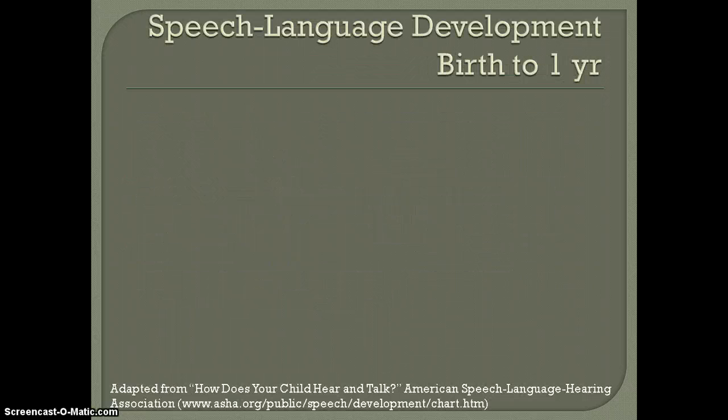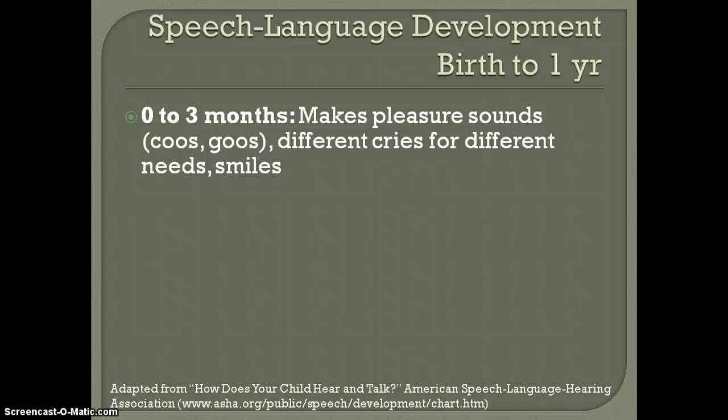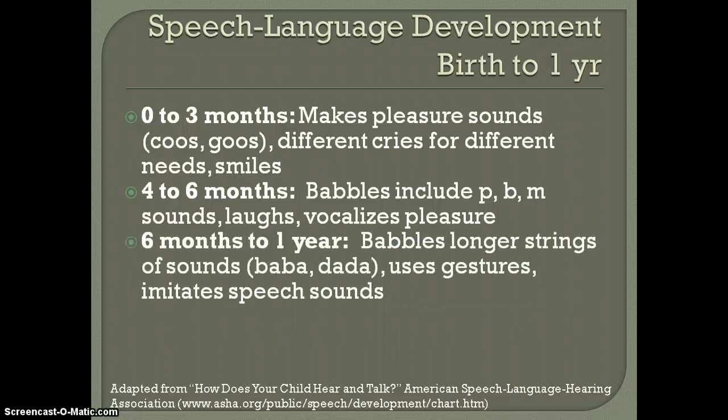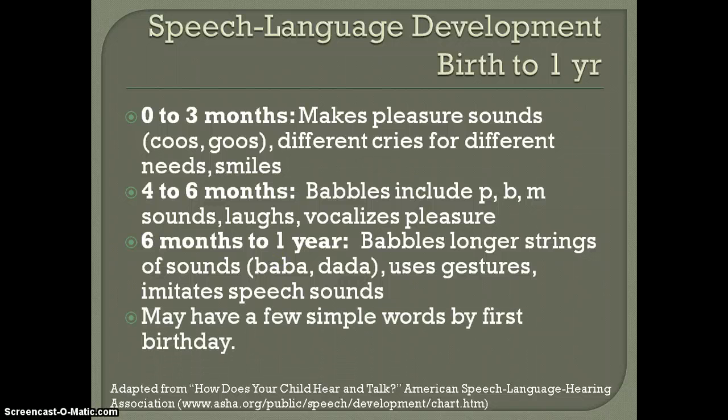Now that we've looked at some of the theory behind language acquisition, let's look at how it usually plays out. Within the first 3 months of life, the child coos and goos when he's happy and has different cries when he's unhappy. Between 4 and 6 months, he starts to include specific sounds in his babbling. He starts to laugh and show his pleasure vocally. Between 6 months and 1 year, he starts to babble longer strings of sounds. He starts to use gestures and imitate speech sounds that he hears. By his first birthday, he may even have a few simple words.